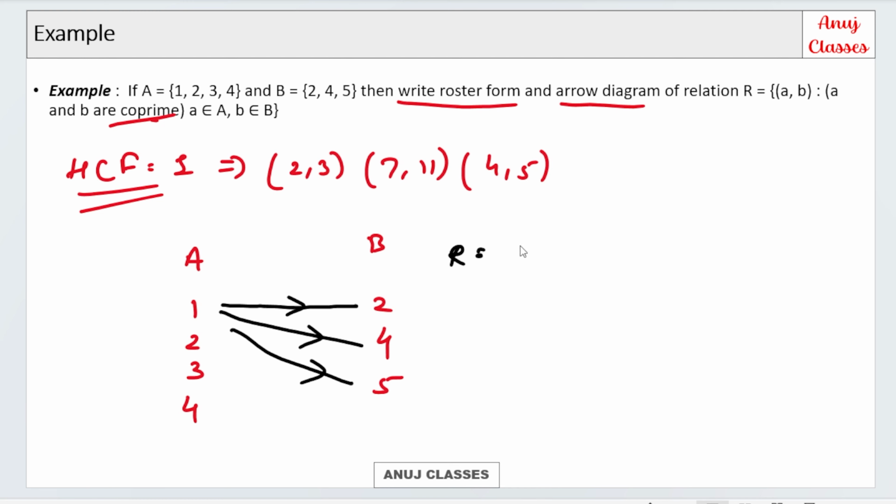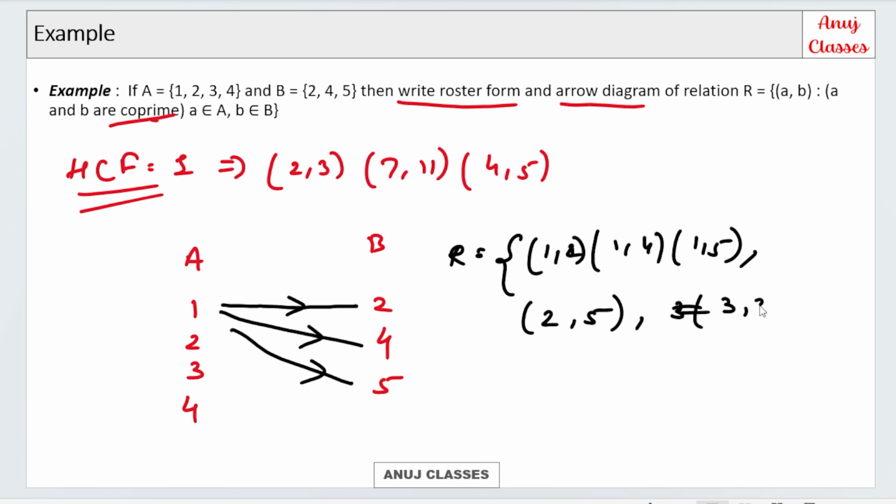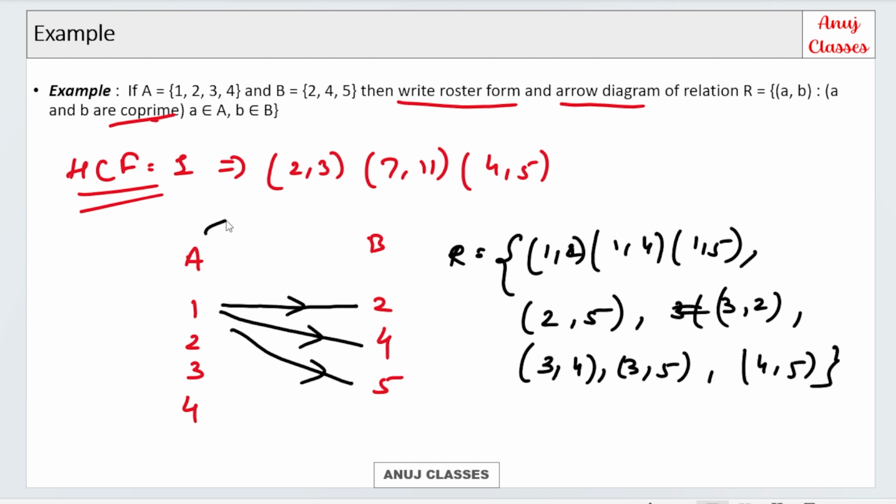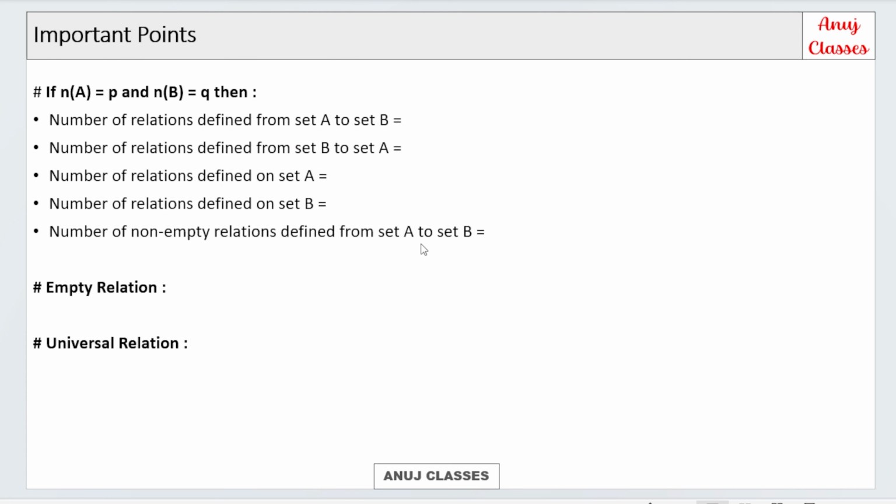So we'll start with 1. For 1 we have (1, 2), (1, 4), (1, 5). And with 4 again I can write only (1, 4). So this is the relation such that A and B are coprime. Now we will just recall some of the points that we have written.